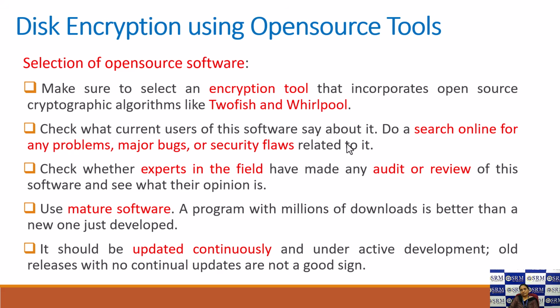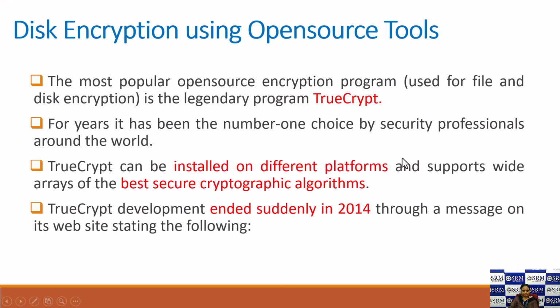See, whenever we buy a product, we generally do this. Right? Even in Amazon, if you want to buy a product, we just see the reviews, comments, whatever is given, and then only buy the product. Same methodology is followed here. So we have to use a mature software. A program with millions of downloads is better than a new one just developed, right? And it should be updated continuously and kept active. Such softwares only we have to choose.